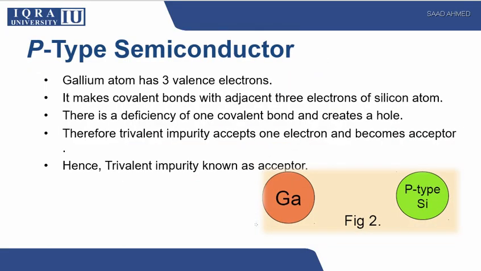Okay, for p-type semiconductor we know that it has 3 valence electrons, and they are basically known as acceptor impurity. So whether you take boron or gallium, it's the same thing, because they may have some different characteristics, but the basic process is the same for both.